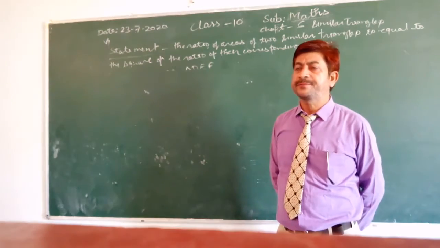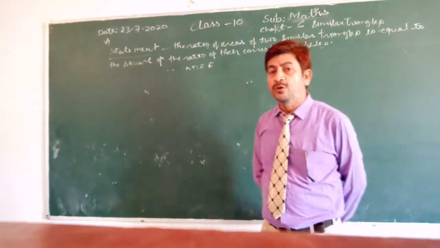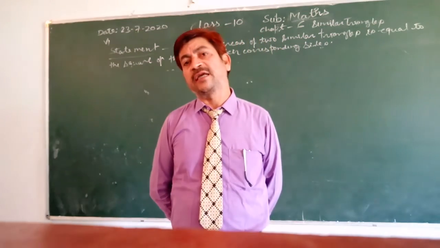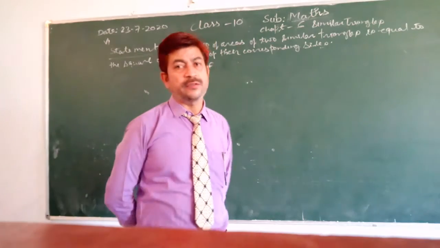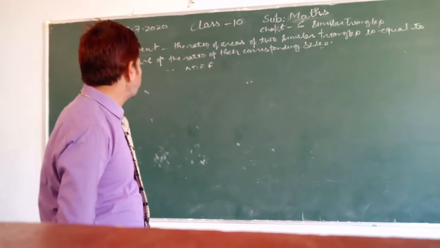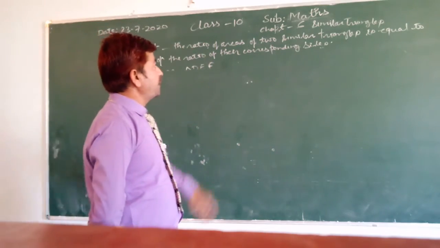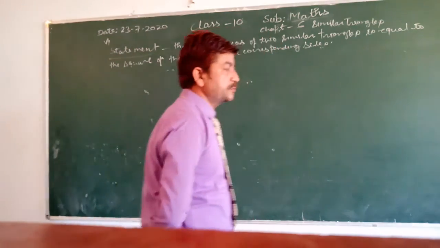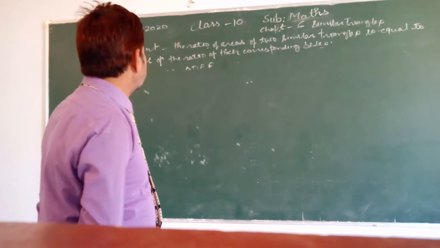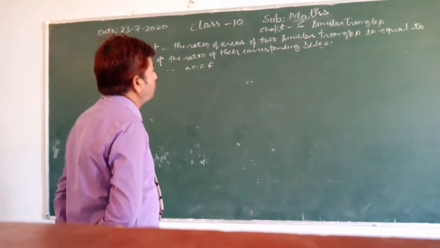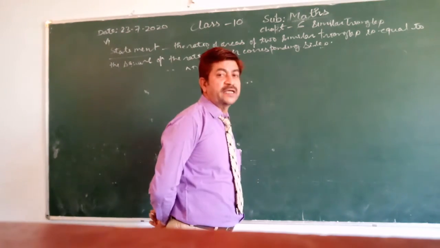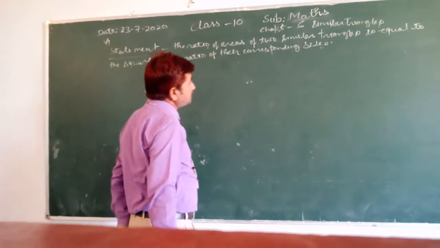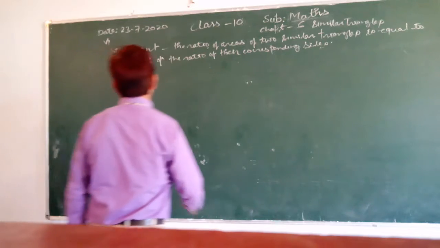Students, today I am going to prove the theorem on areas of similar triangles. In this theorem, we have to prove the ratio of areas of two similar triangles is equal to the square of the ratio of their corresponding sides. For this, we consider two triangles.